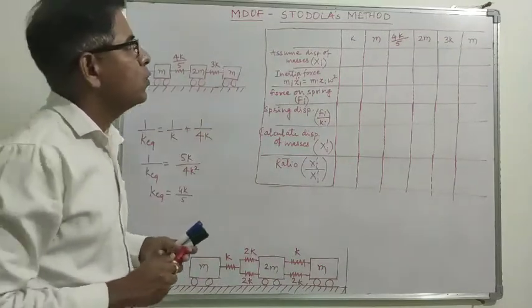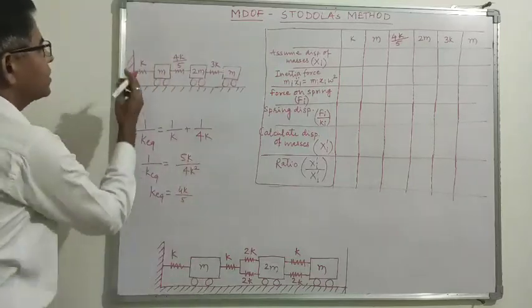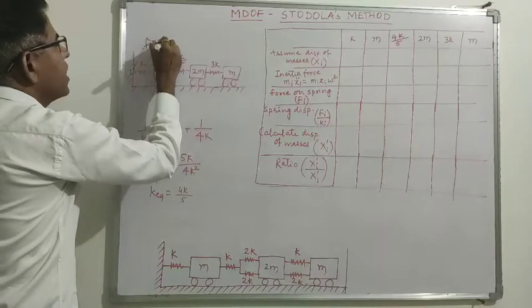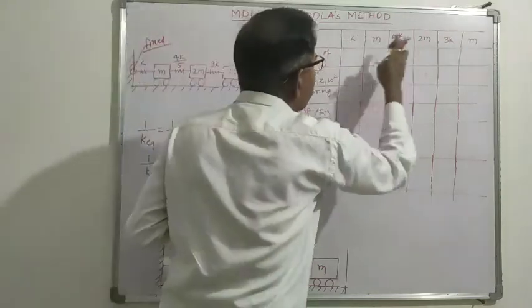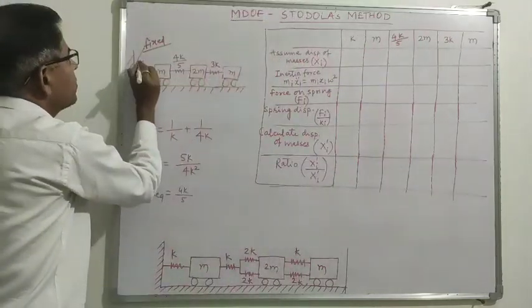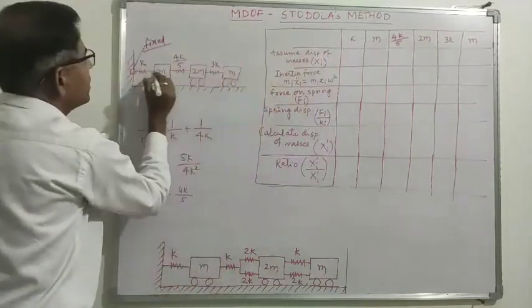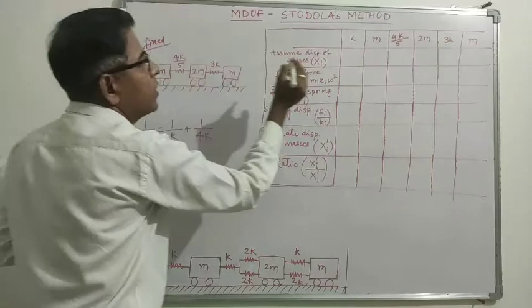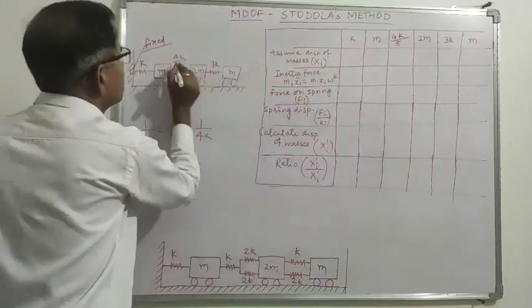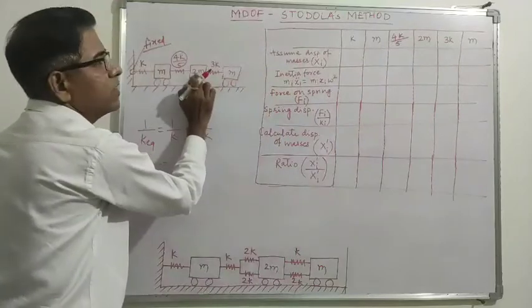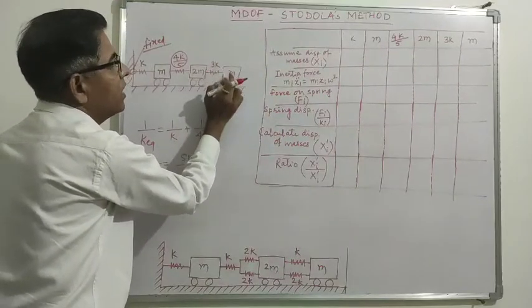Now here you always start with the fixed end. So this is the fixed end. Always start writing the horizontal parameters from the fixed end. So the first parameter is K, so write down K. Then what is the next parameter? It is M, so write down M. Then next is 4K by 5, so write down 4K by 5. Then it is 2M. Then 3K and M.